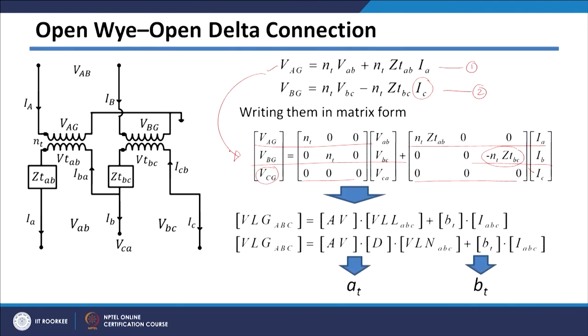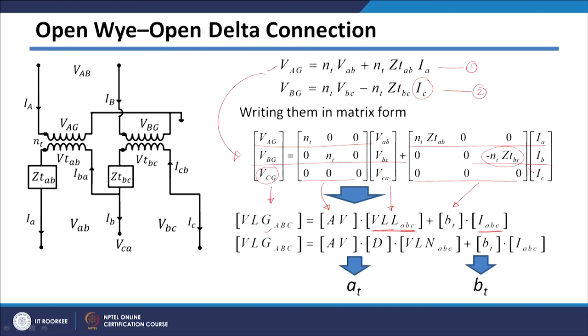and in condensed form I can write these equations. These are nothing but the line to ground voltages of all the three phases. This I am calling matrix AV. These are the line to line voltages on the secondary side, that is why VLL small ABC, and this is your B matrix, and this is IABC. Only here this is okay because for VLG ABC we are getting the required format, that is line to neutral.